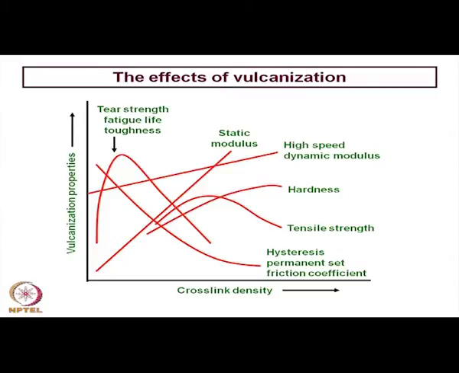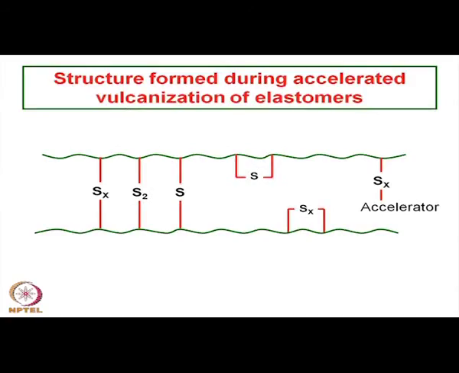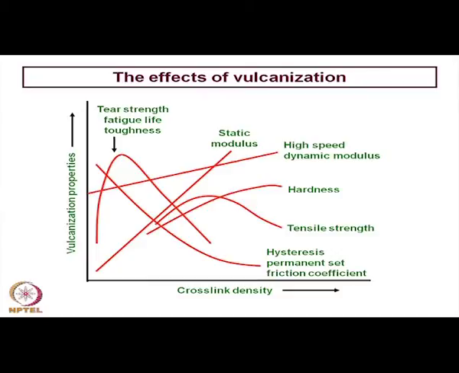Having such information, let us look into the effect of such vulcanization, or introduction of cross link bonds into the rubber products, on the properties. Now, this shows a schematic variation of the vulcanization properties. Those properties can be tensile strength, hardness, dynamic properties like fatigue properties, modulus, and so on, with the change in cross link density.